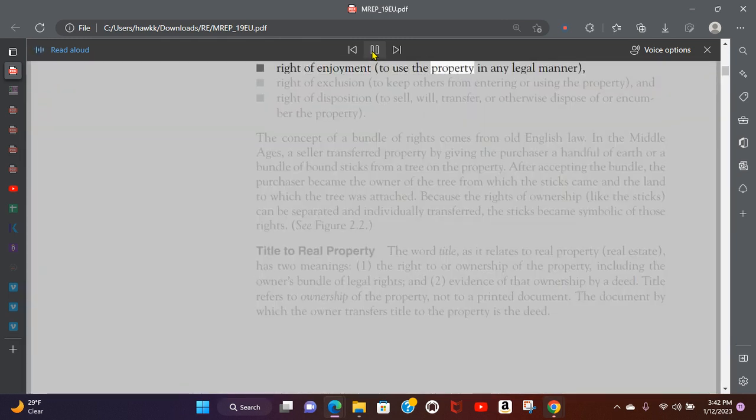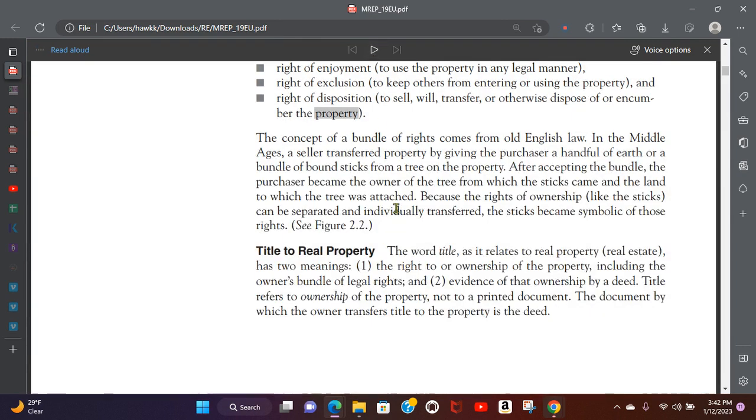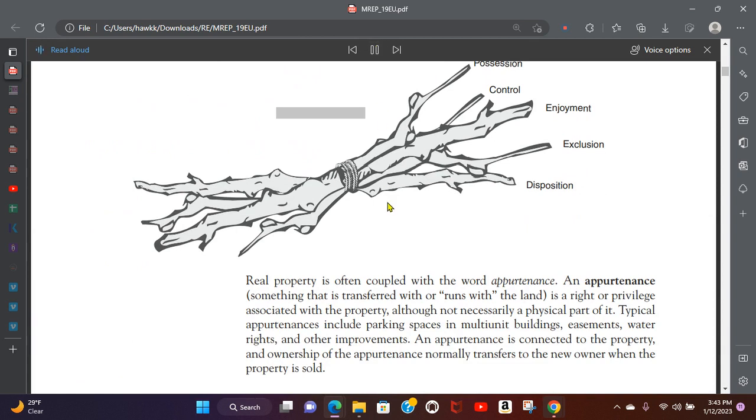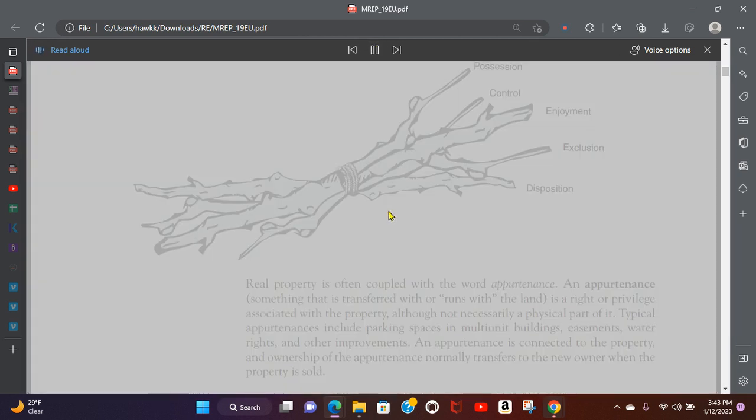Right of enjoyment, to use the property in any legal manner. Right of exclusion, to keep others from entering or using the property. And right of disposition, to sell, will, transfer, or otherwise dispose of or encumber the property. Possession. Control. Enjoyment. Exclusion. Disposition.